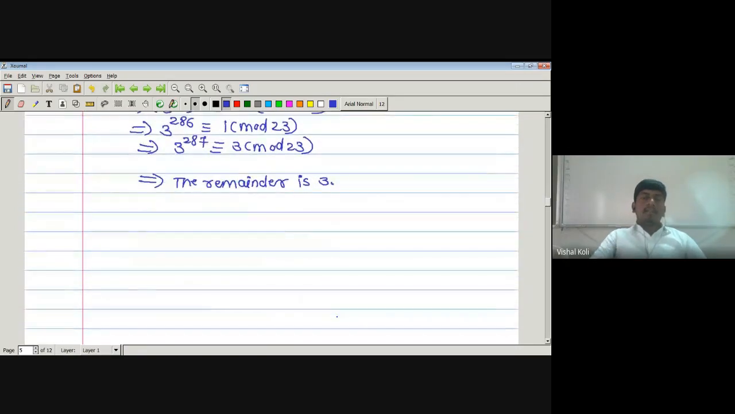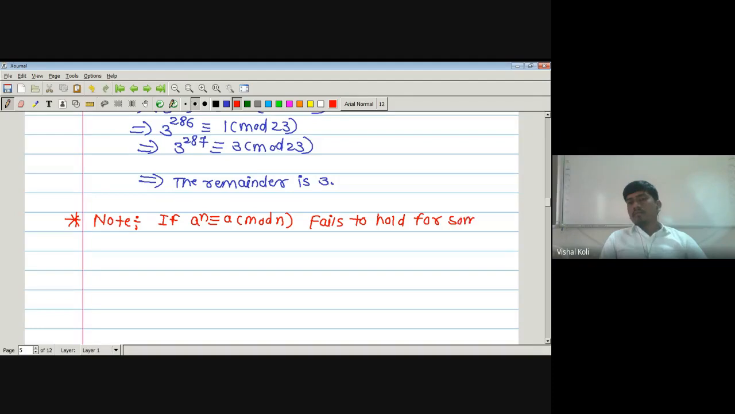There is one note. If a to the power n is congruent to a modulo n fails to hold for some choice of a, then small n is necessarily a composite number.